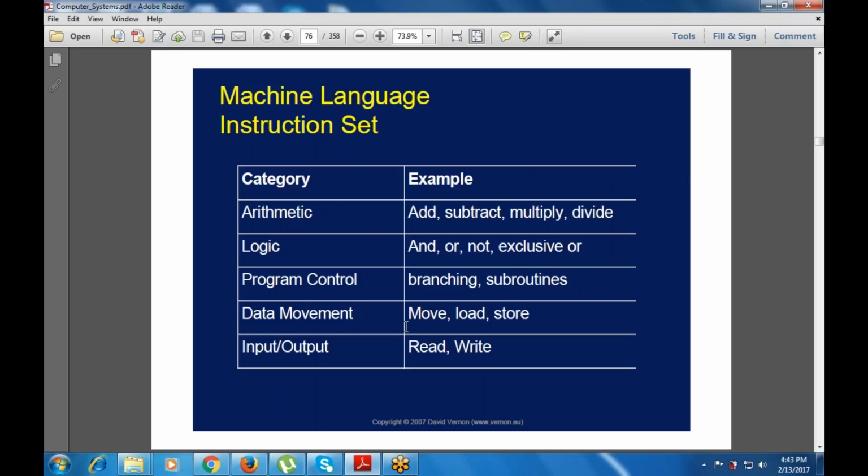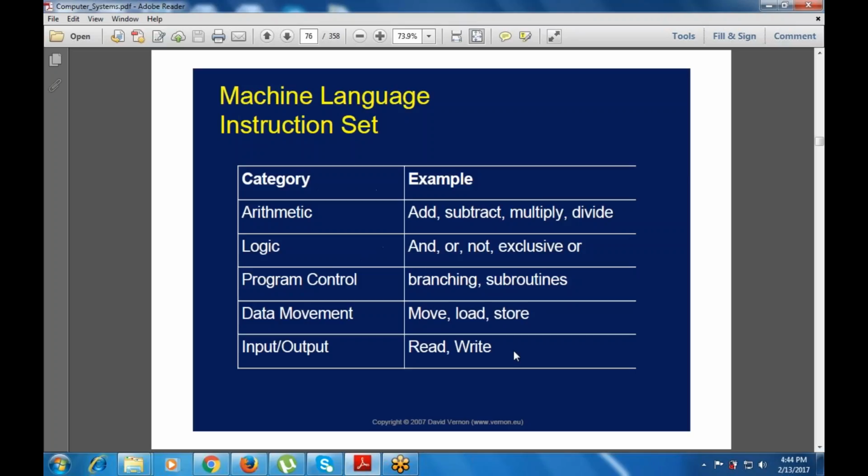Then this is one of the examples. This is a machine language instruction set. One is arithmetic, that is add, subtract, multiply, divide. One is logic, that is and, or, not, exclusive or. Then one is data movement, that is move, load, store, then input output, that is either read or write.